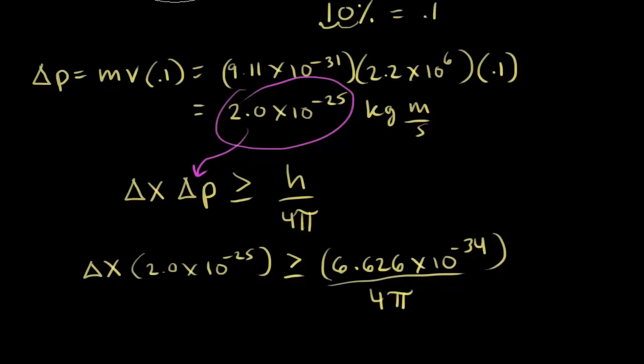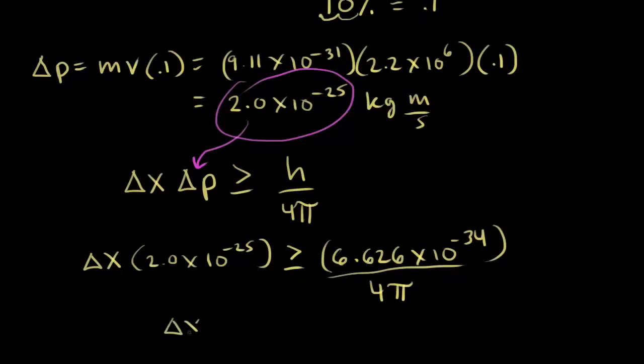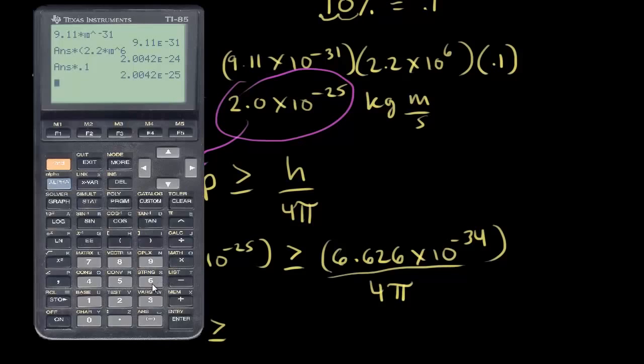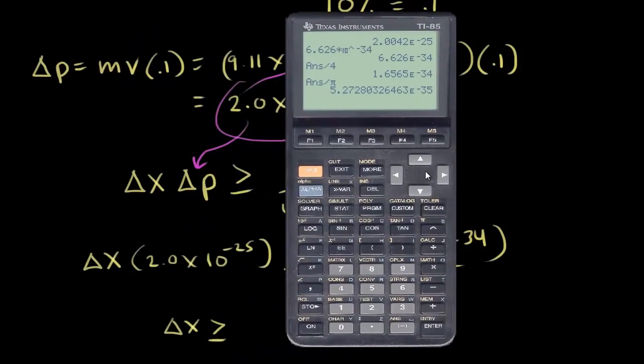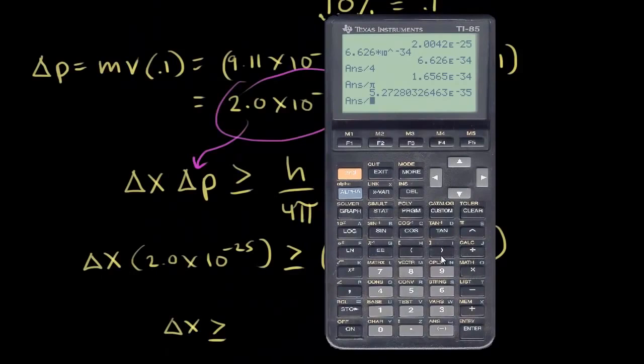So we could solve for the uncertainty in the position. So delta x must be greater than or equal to, let's go ahead and do that math. We have Planck's constant, 6.626 times 10 to the negative 34. We need to divide that by 4, and also by pi. And then we need to divide by the uncertainty in the momentum, which is 2.0 times 10 to the negative 25. And that gives us 2.6 times 10 to the negative 10.